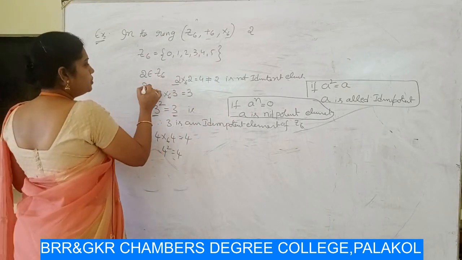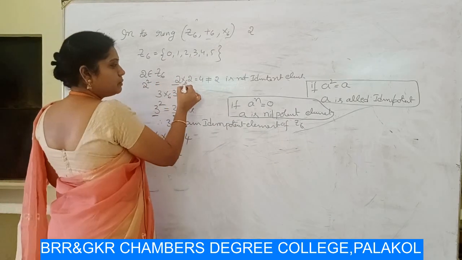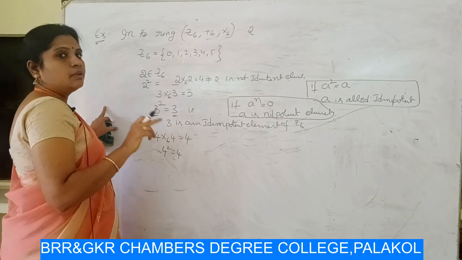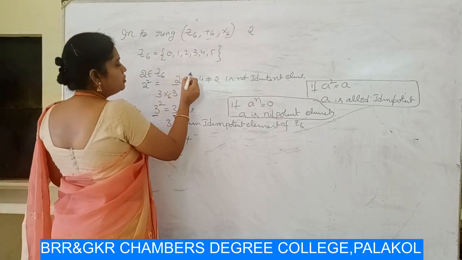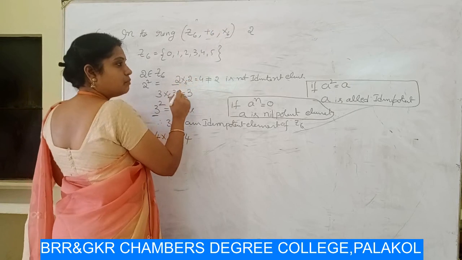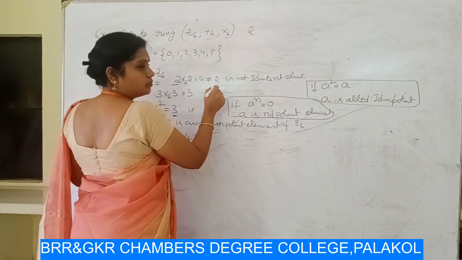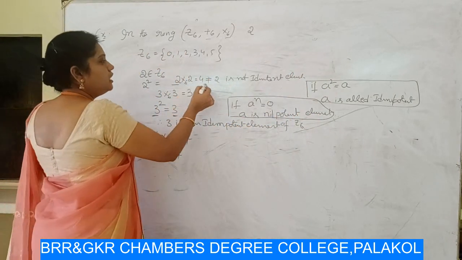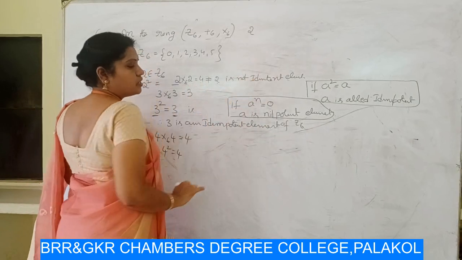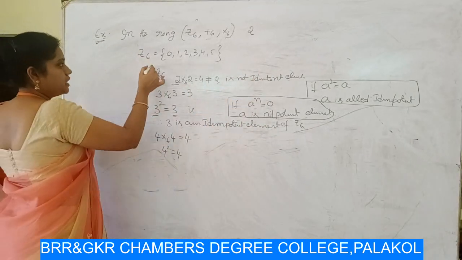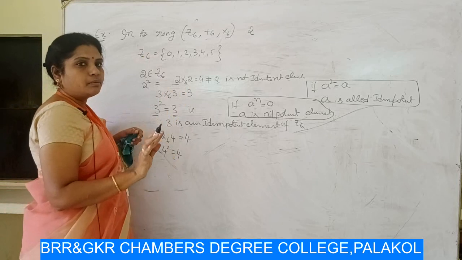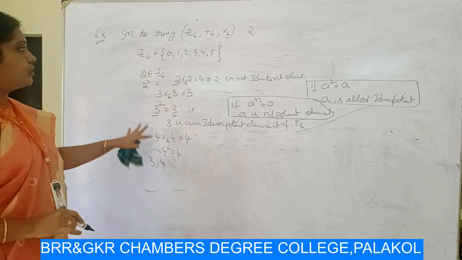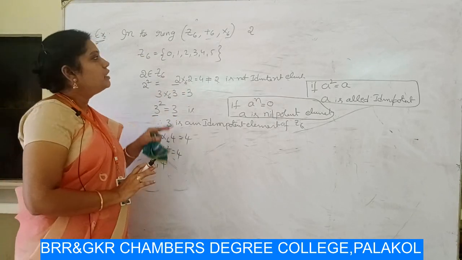But here 2 square, that is 2 into 2 multiplication modulo 6. Here multiplication modulo 6 is a binary operation. So 2 into 2 is 4. 4 divided by 6, we get remainder 4. So that is not equal to 2. If A square is equal to A, then it will be an idempotent element. But here 4 is not equal to 2, therefore 2 is not an idempotent element. In this ring Z6, we have only 2 idempotent elements, those are 3 and 4.